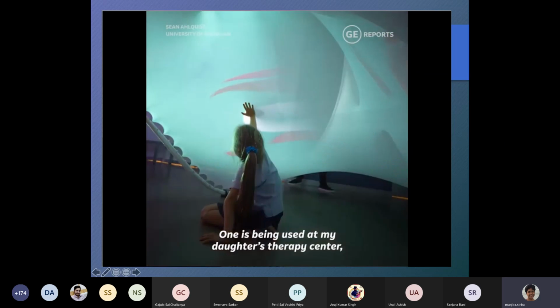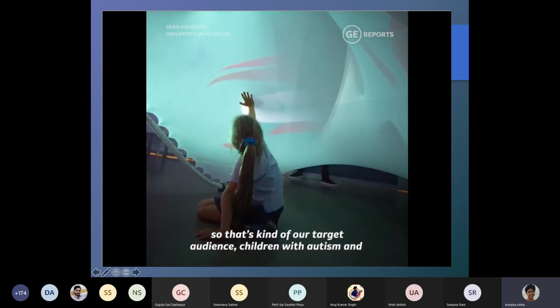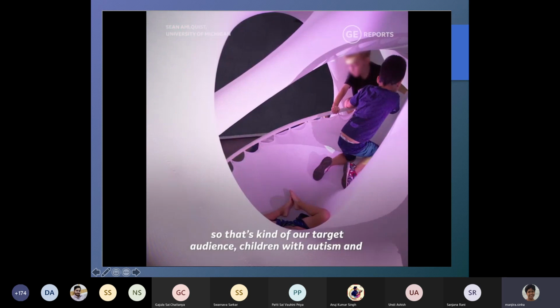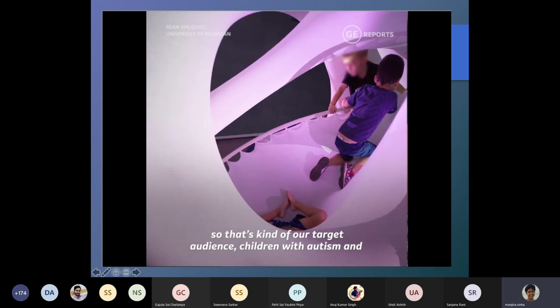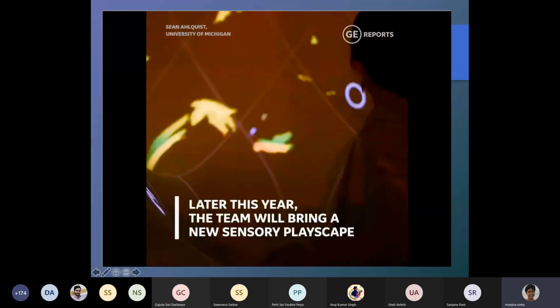One is being used at my daughter's therapy center. So that's our target audience, children with autism, using it on a daily basis.